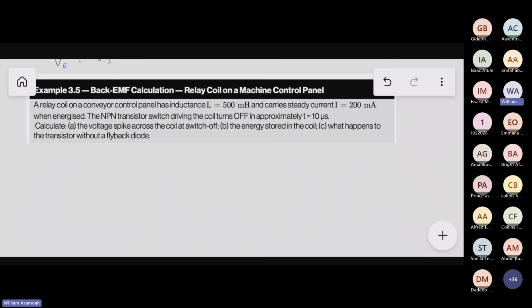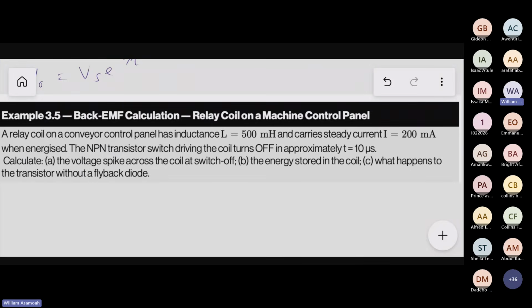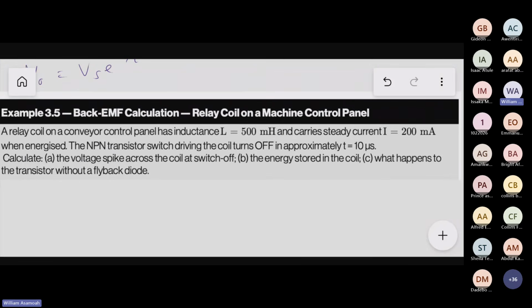A steady current I is equal to 200 milliamperes when energized. There is an NPN transistor switch that drives the coil to turn off in approximately 10 microseconds. So these NPN switches are very fast. They turn on very quick and they turn off very quick. So it takes 10 microseconds to turn it off. What will be the voltage spike?